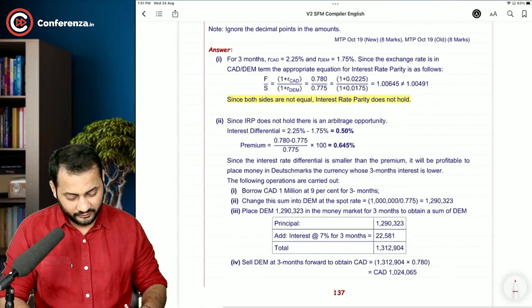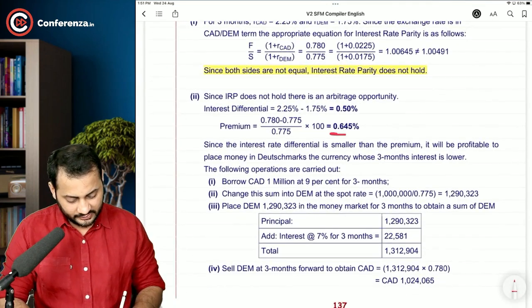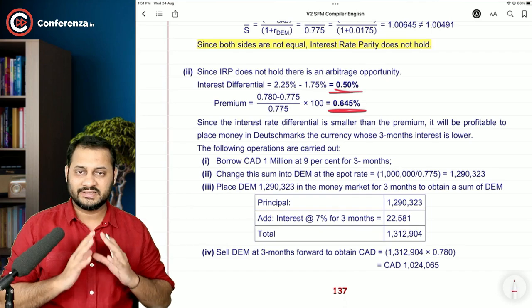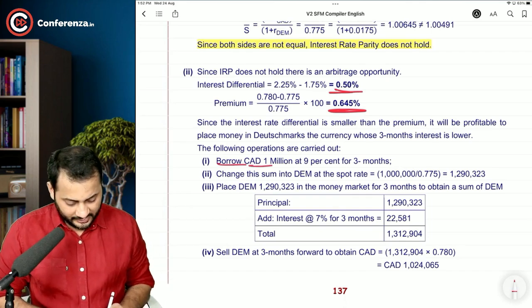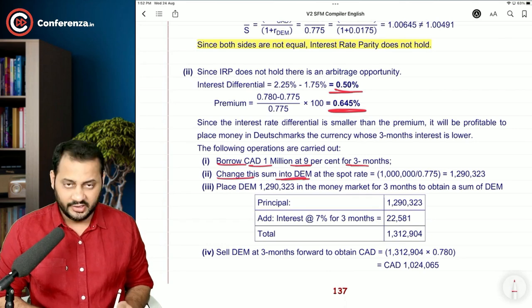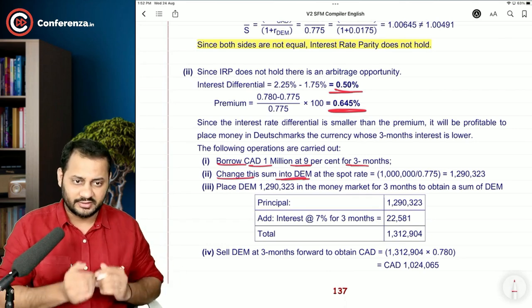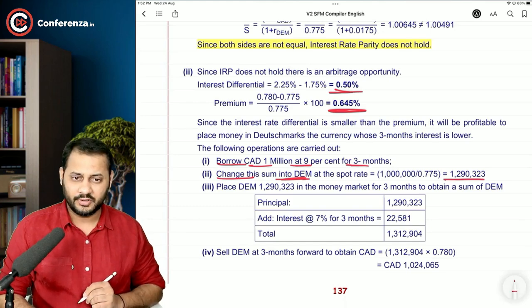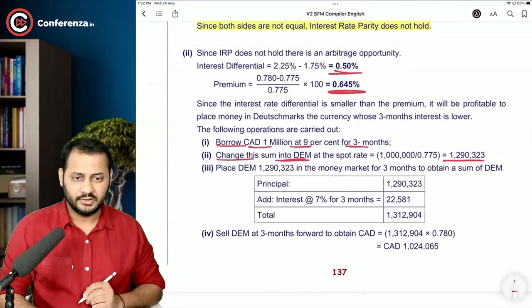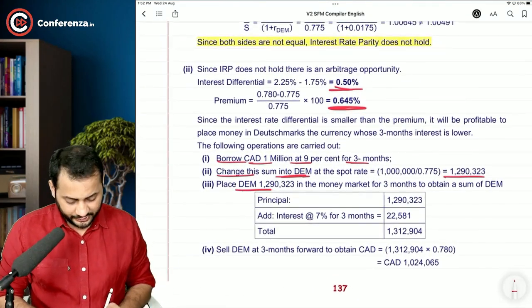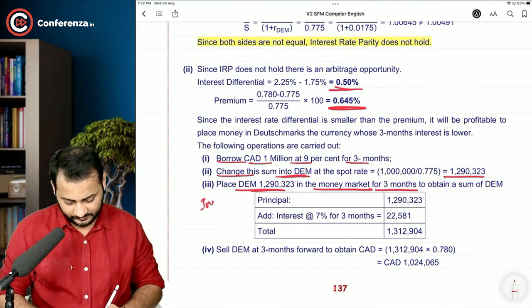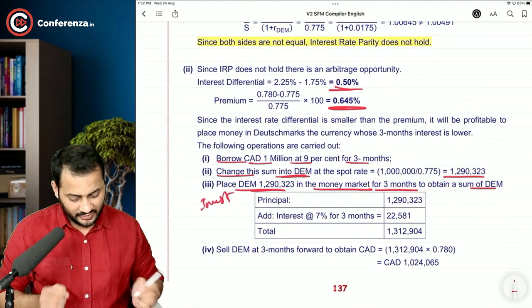Too much has been done here, and see, these are the rates. I will just show you the basic understanding. Borrow Canadian dollar at 9% for 3 months. Change this sum into DEM. So sell that Canadian dollar and receive the Deutschmark 1290323 at spot, I think. Yeah. And invest that Deutschmark in the money market for 3 months. That means investment. And after 3 months, what will happen?